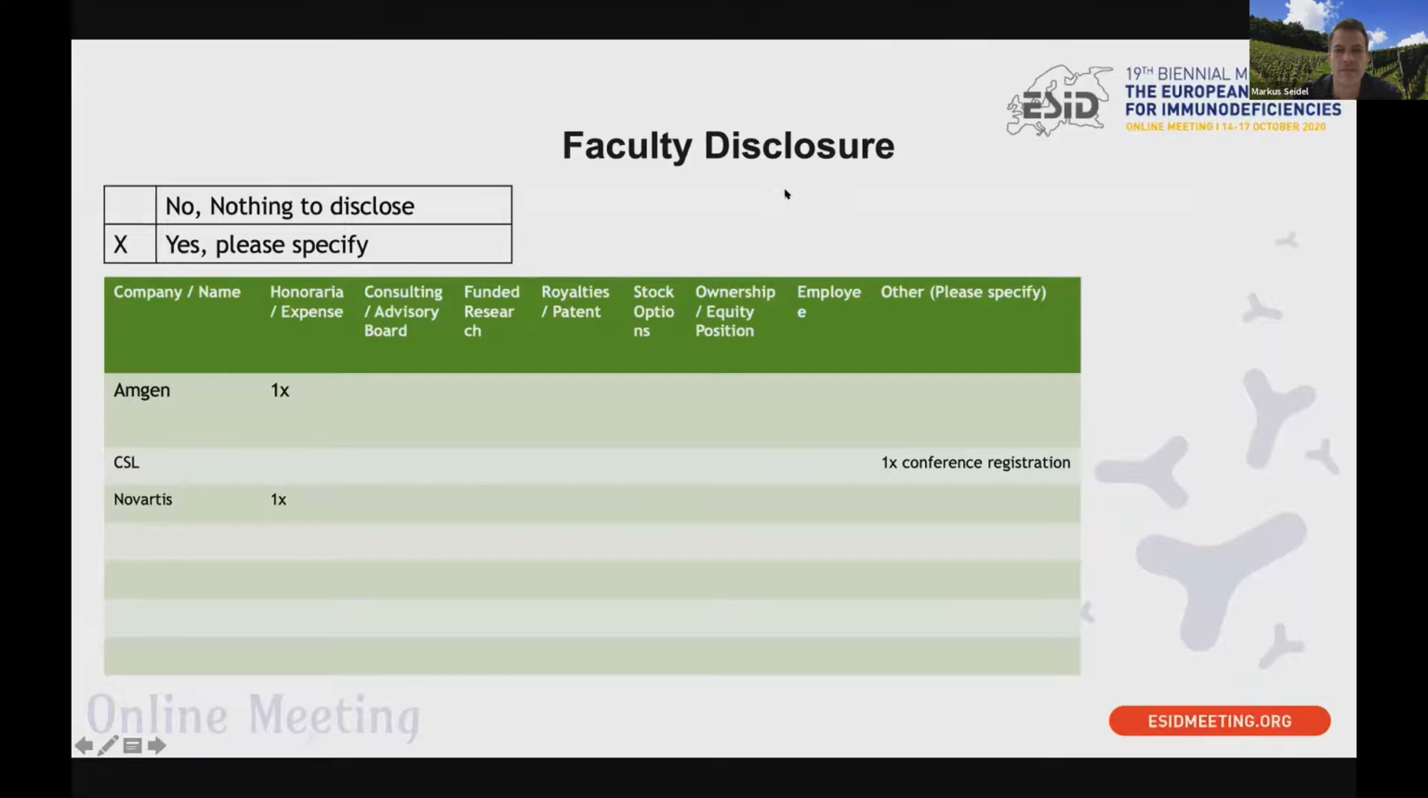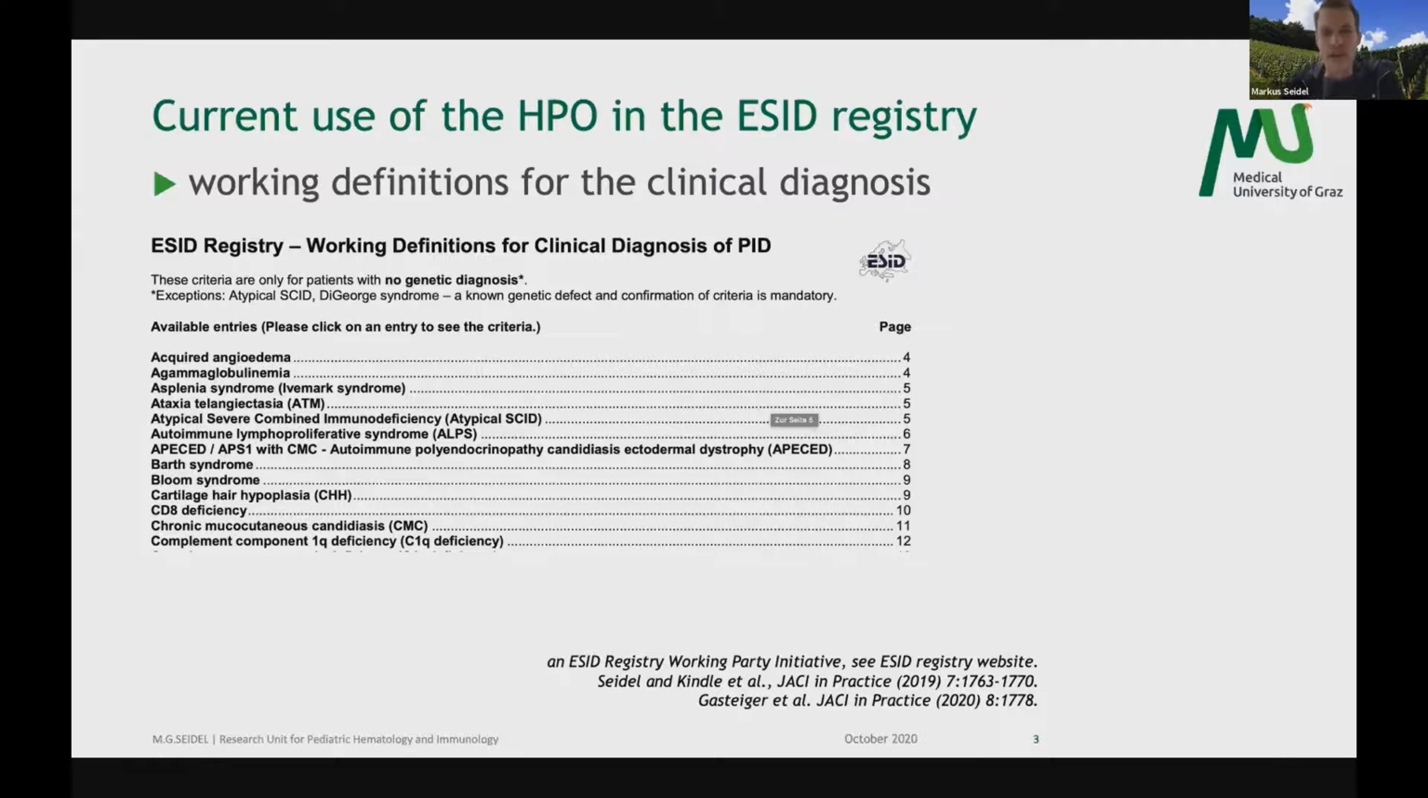Starting with the initiative Julia presented right now, together with the ESID Genetics Working Party and ERN Rita, I immediately thought that implementing the HBO terms in the ESID registry would also be very beneficial. For example, in the part of the working definitions for the clinical diagnosis that has been an ESID registry working party initiative since many years. You probably know this catalog of about 100 diseases, many of which are not genetically defined.